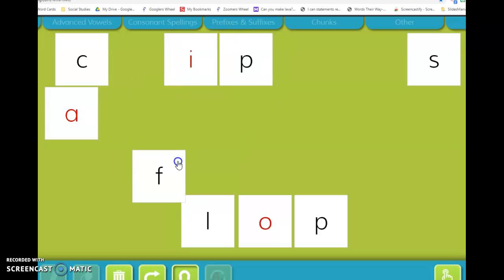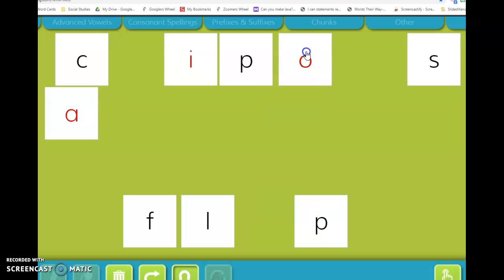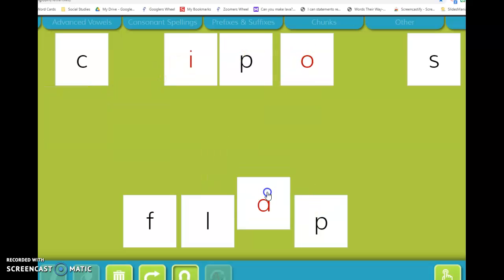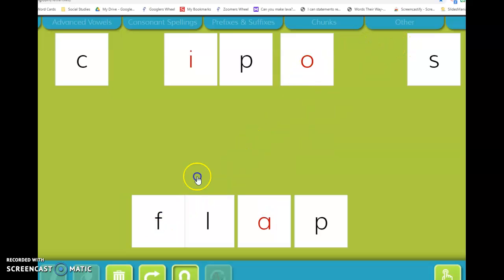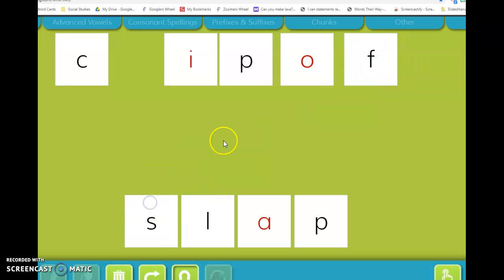Bring down an F in its place. What's the word? Go ahead and read it. Bring up your O. Bring down an A in its place. What's the word? Bring up your F. Bring down an S in its place.